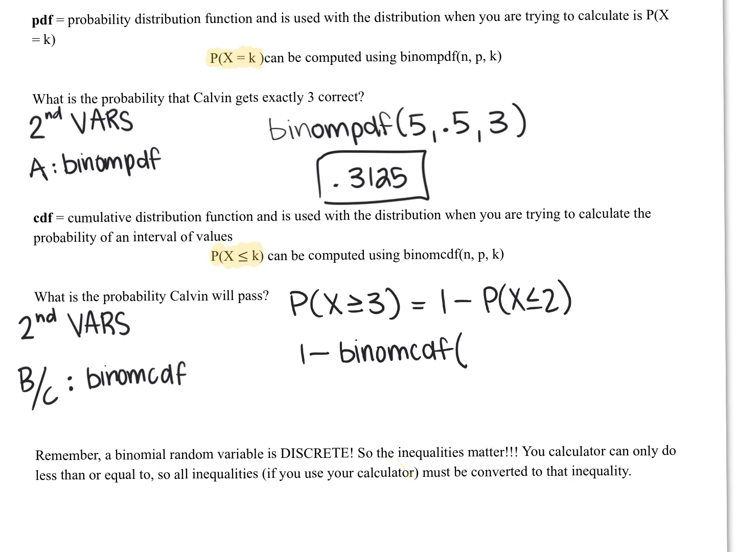I'm going to plug in n, still 5. My probability of success is still 0.5. And then I'm going to plug in 2 for k. And when I hit enter, I get 0.5, which is what we got when we did it above.